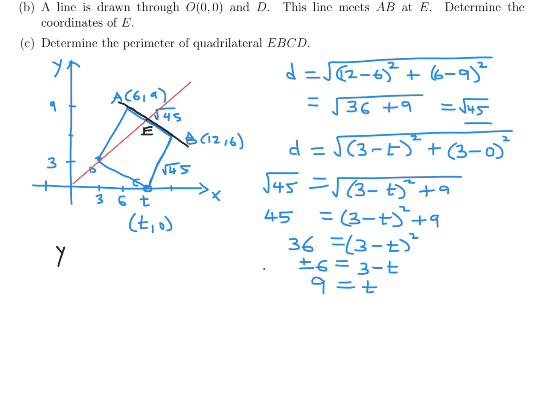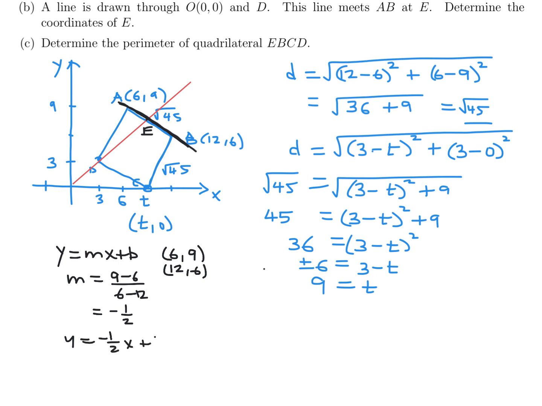So standard formula, y equals mx plus b. Let's do the black line right here. The points I'm going to use are (6, 9), obviously, and (12, 6). So the slope, rise over run, you guys know about that: 9 minus 6 over 6 minus 12, and that is 3 over negative 6, so that's negative a half. So that means y equals minus 1/2 x plus b.